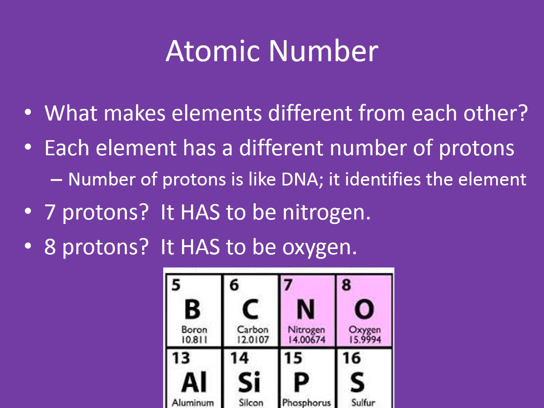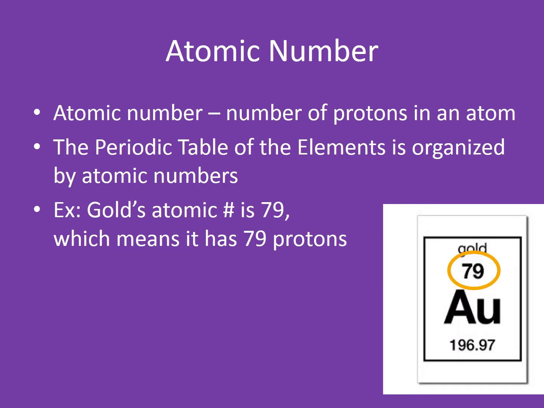I could have a million bajillion nitrogen atoms. Every single one of them would have 7 protons, because if they had more or less, they wouldn't be nitrogen. Same thing with oxygen. If I have 8 protons, it's oxygen. If it's any other number, it cannot be oxygen. So that number, the number of protons, is our atomic number because that's what defines those elements on the periodic table.